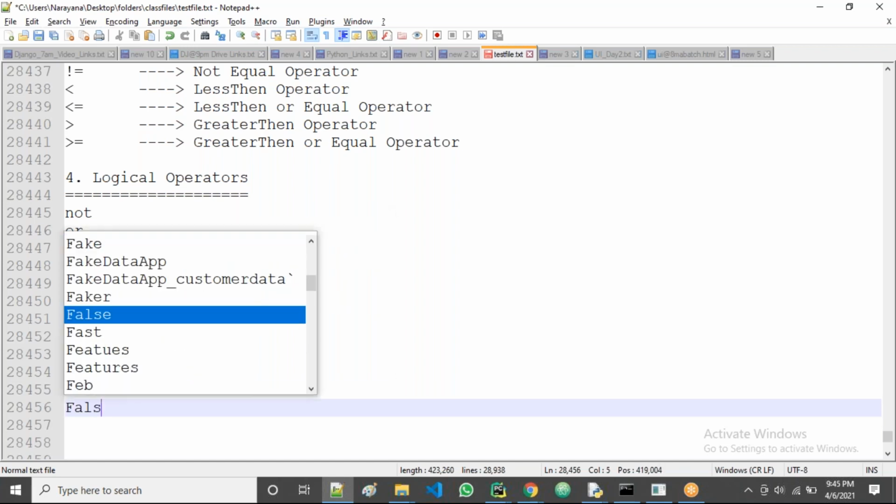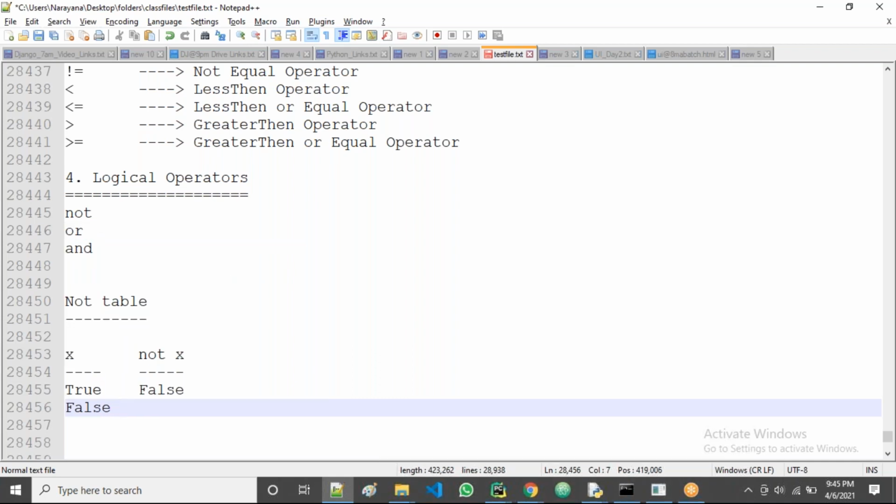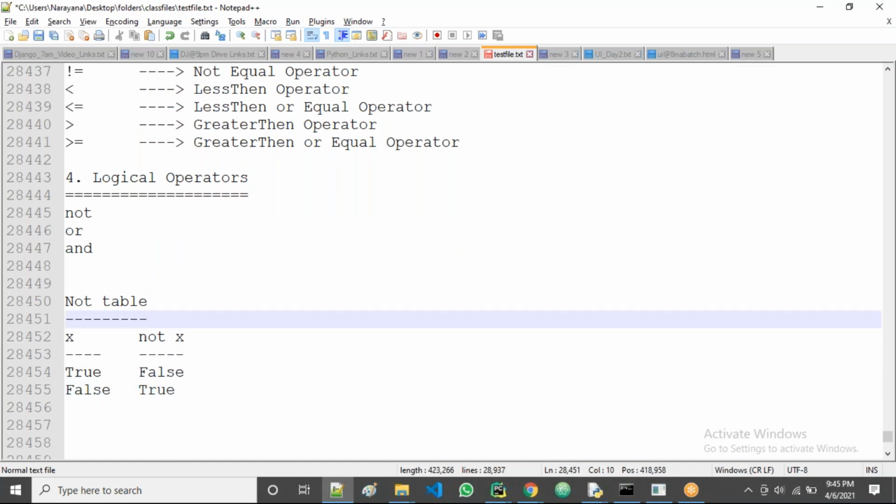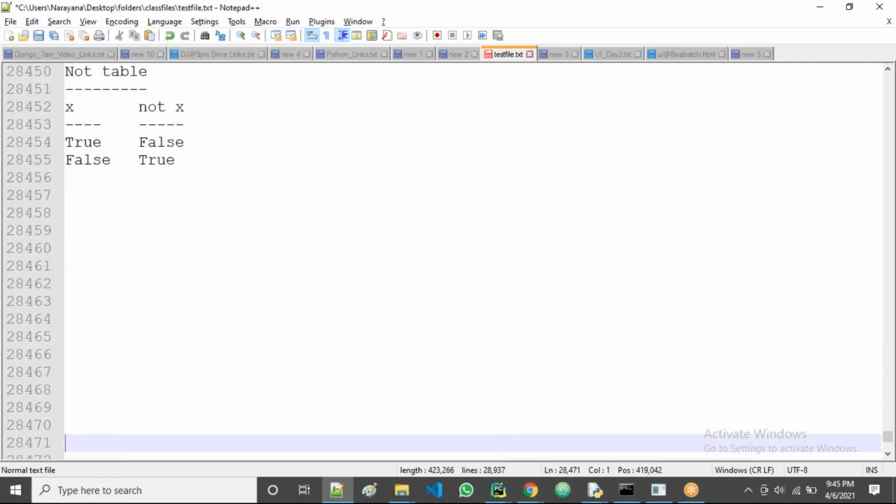If x is false, then what is not x, guys? Not x is true. That's all. That's enough. That is the not table. Next one, let's go with the or table, guys.